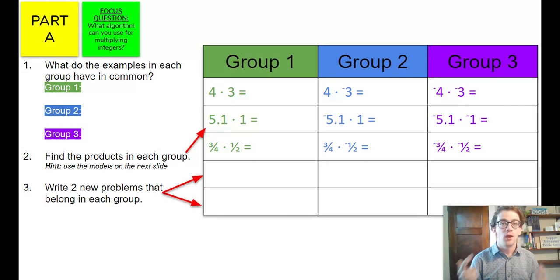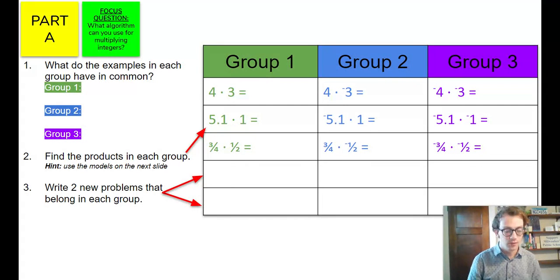Okay? Your assignment 3.2 looks just like this, where I've taken equations, number sentences, and organized them into group 1, group 2, and group 3. Your job will be to read the directions and work through 1, 2, and 3. First, what's unique about all the equations in group 1, 2, and 3? Then you're going to have to find the products. Remember, in math class, product means the answer to a multiplication number sentence. You're going to have to solve what do all of these equal. And then lastly, in part A here, you're going to write two new equations that fit into group 1 and group 2 and group 3.